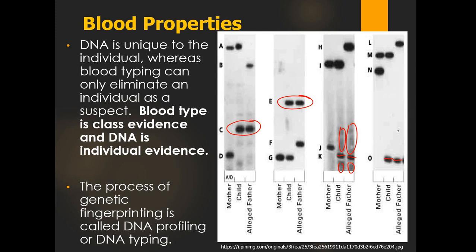Okay, so DNA is unique to an individual, whereas blood typing can only eliminate an individual as a suspect. Blood type is a class evidence, and this is something you need to remember. Blood type is a class evidence. DNA is an individual evidence. So when we talked about this in first term, it's coming back to haunt you. So class, I can narrow it down to a class of people that have a B positive blood type. But DNA is an individual. It brings it down right to that person. You probably heard it called on CSI shows. It's called DNA profiling or DNA typing.